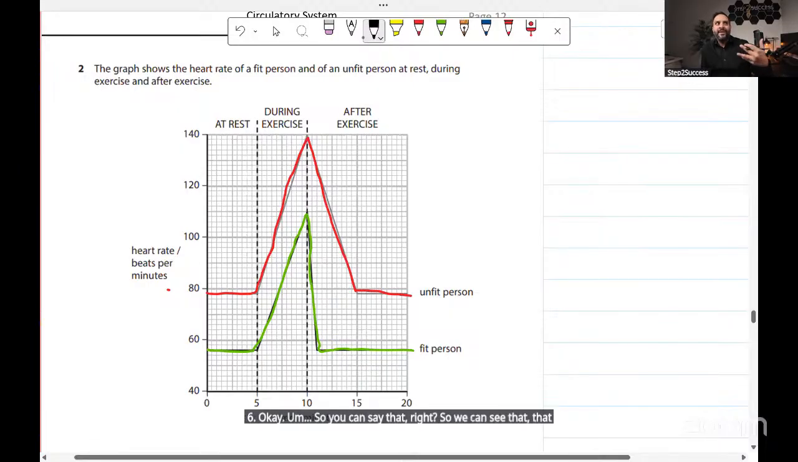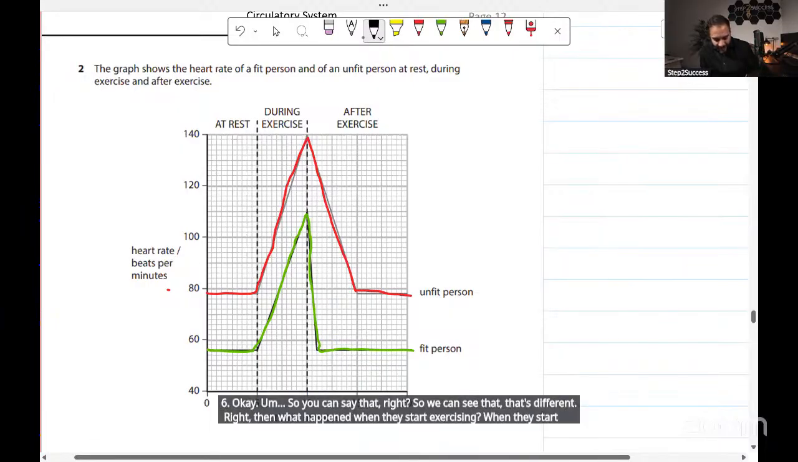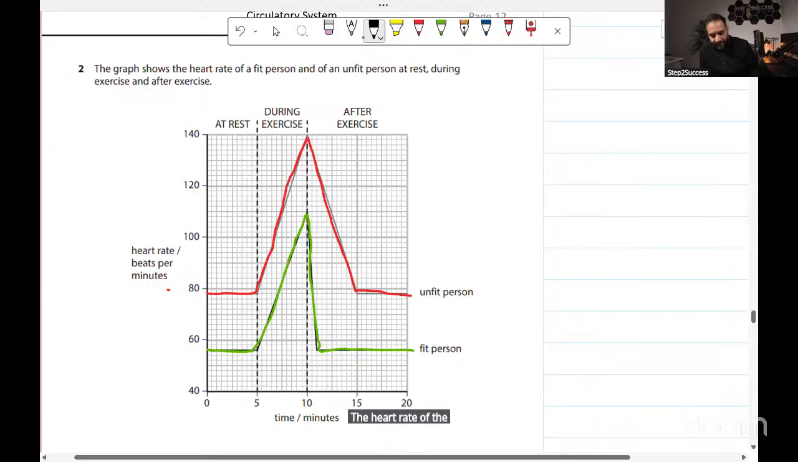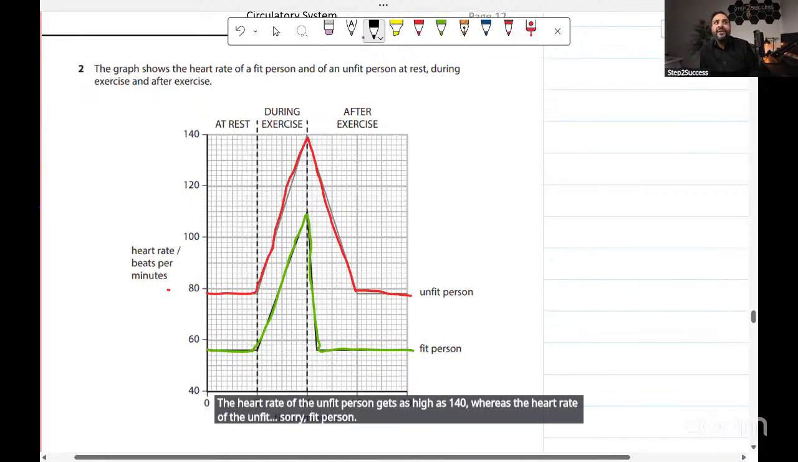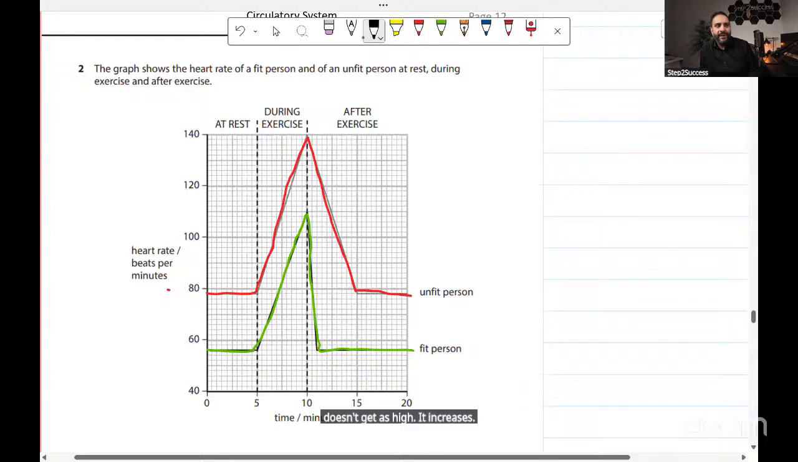Right. Then what happens when they start exercising? When they start exercising, the heart rate of the unfit person gets as high as 140, whereas the heart rate of the fit person doesn't get as high. It increases, clearly, but it doesn't get anywhere near as high as the unfit person.